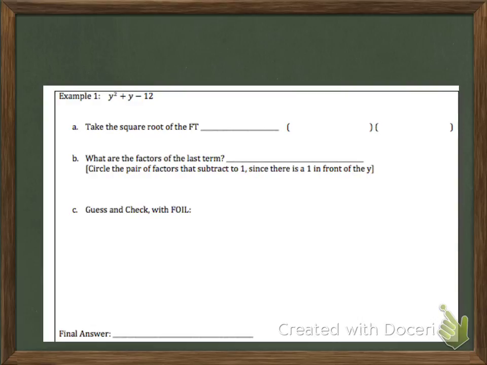So like the last examples, we take the square root of the first term, and that first term is y squared, and so the square root of that is y. So we're going to place that y in each spot for the binomial. Now, the difference here is that this last term is a negative, and that means that we're going to have a plus and minus in the binomials. And then the factors of the last term, we're looking at factors of 12. And so we're looking at 1 and 12, and 2 and 6, and 3 and 4.